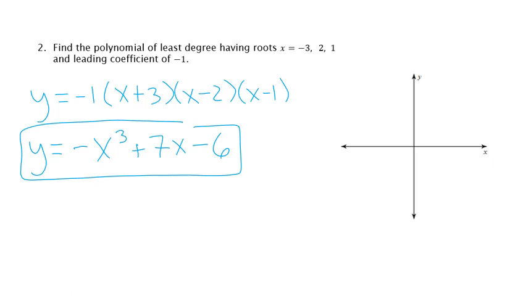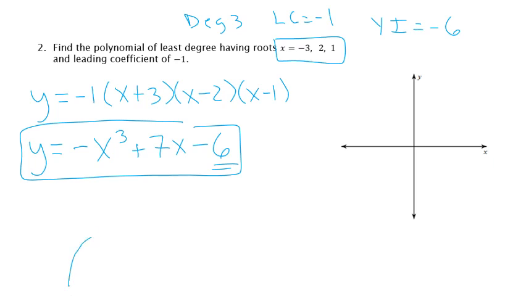A few things we note here. We already know the roots, right? So those are our x-intercepts. Our y-intercept is -6. It's a degree 3, and the leading coefficient is a -1. So if our usual x cubed looks something like this, we know that with a -1, it's going to be the opposite direction, because it switches that direction.